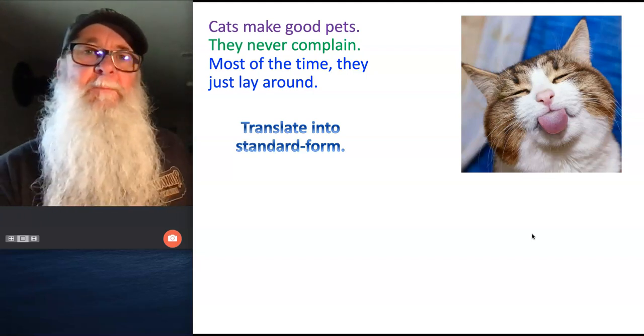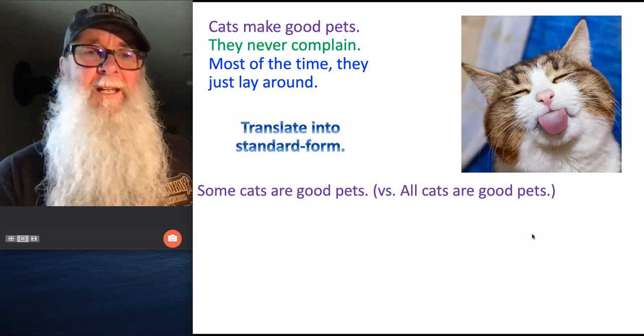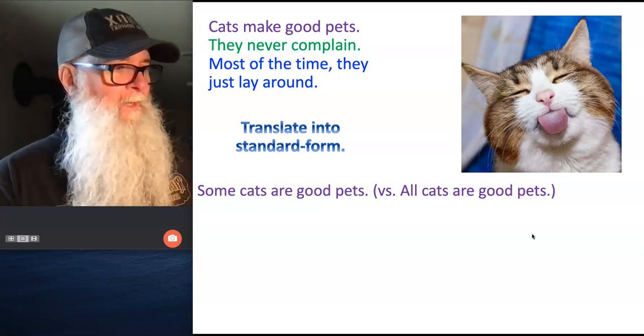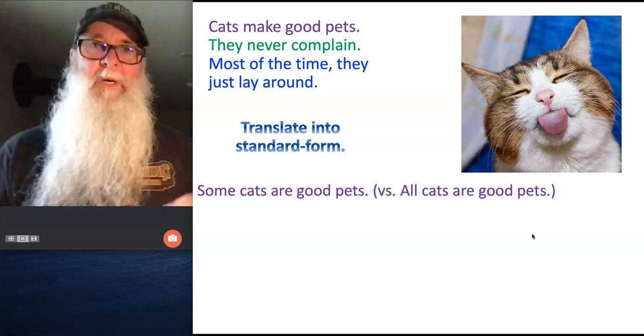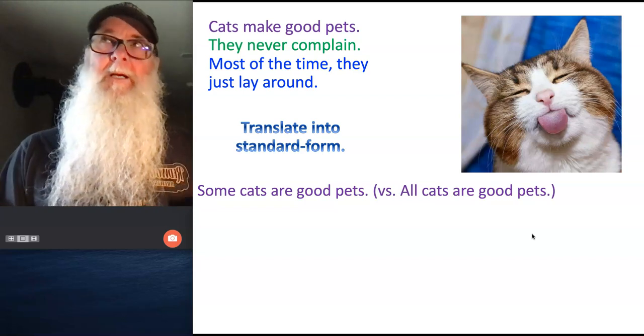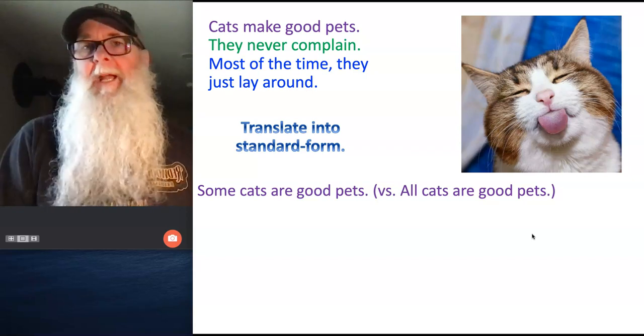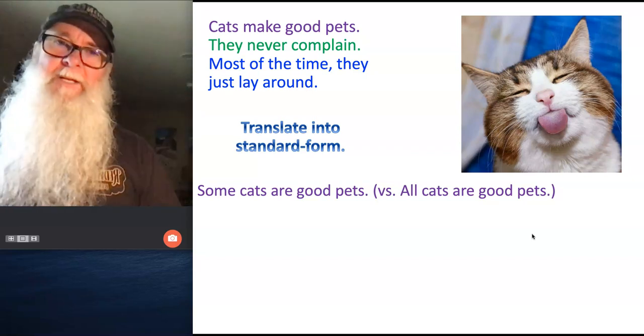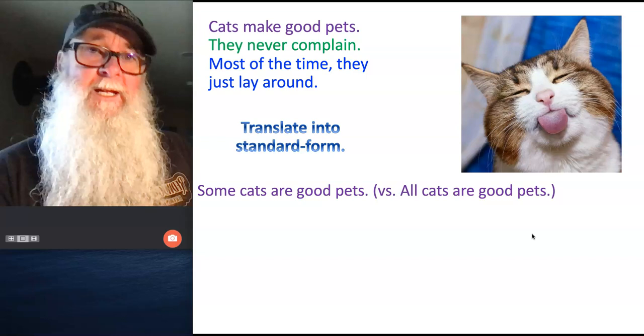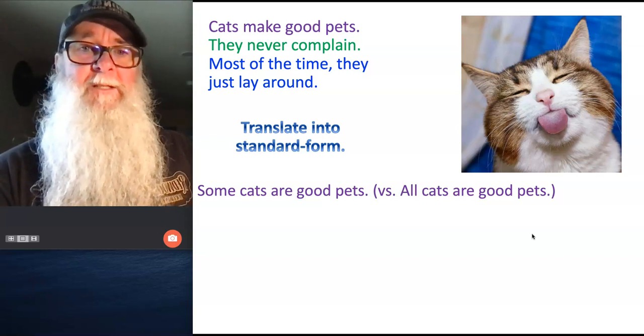So when you look at "cats make good pets," you might have interpreted this as "all cats are good pets." I think it's more likely that when somebody makes a statement like this, they're not making a claim about every single cat that exists, that they would allow for some exceptions, that some cats aren't good pets, okay? So I think the most reasonable interpretation of this statement, "cats make good pets," is "some cats are good pets."